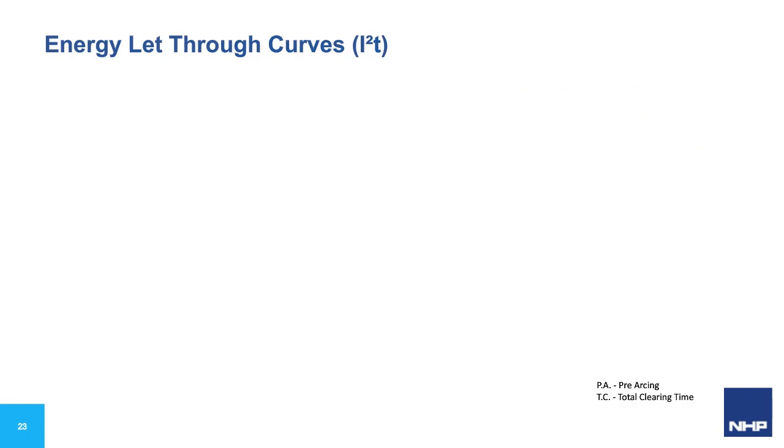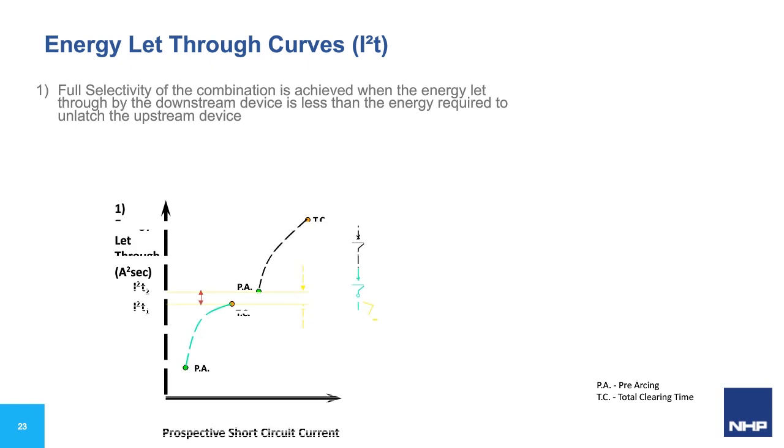I squared T. Discrimination is achieved when the let-through energy of the downstream device is less than the energy required to unlatch the upstream device. The diagram on the left depicts the two devices in series where for a given prospective short circuit current, the total clearing value of the downstream in green is less than the pre-arcing value of the upstream device in black. Therefore, energy selectivity is achieved.